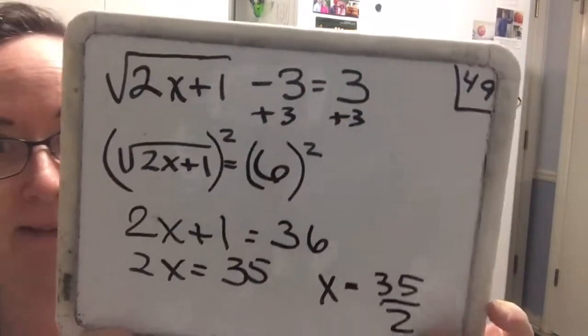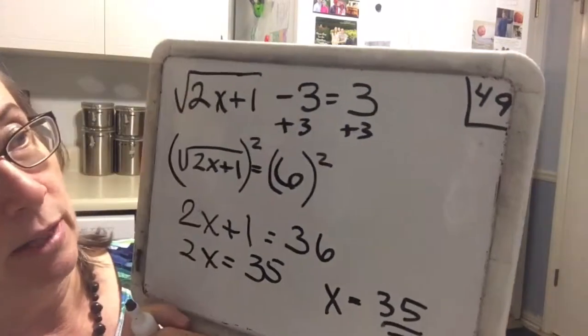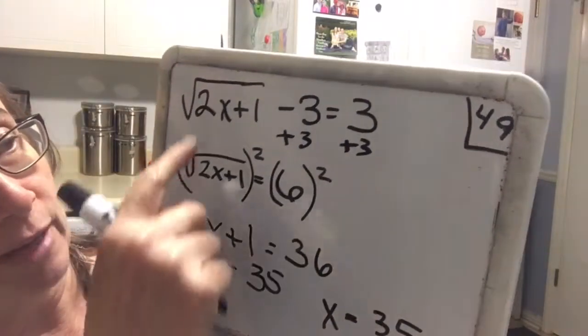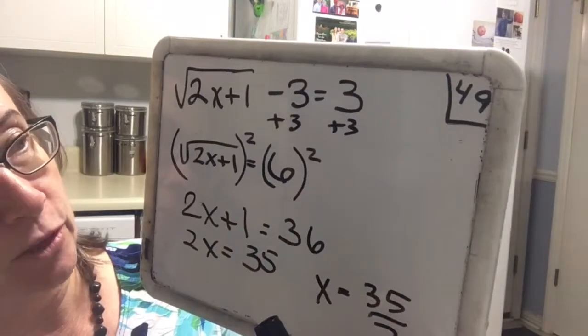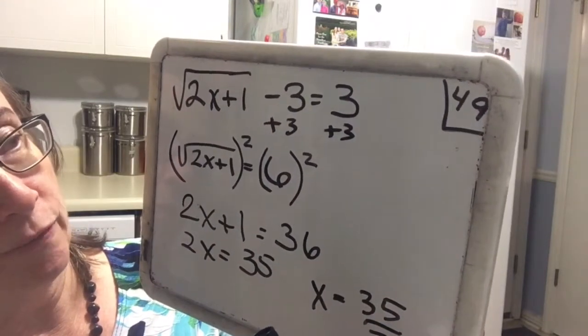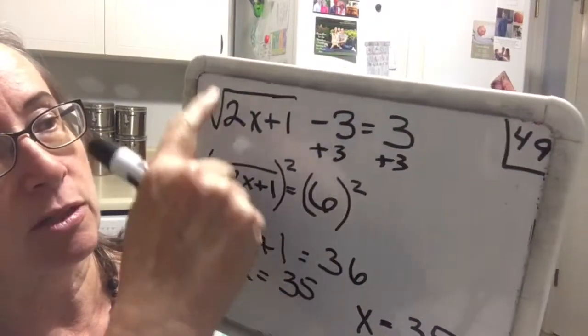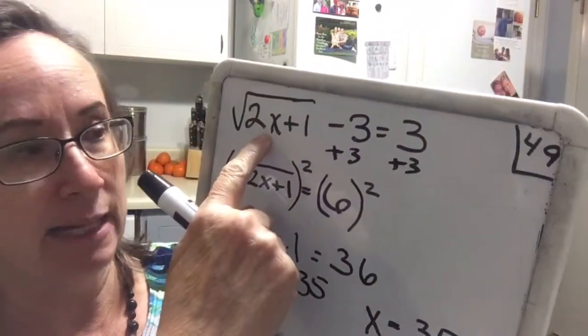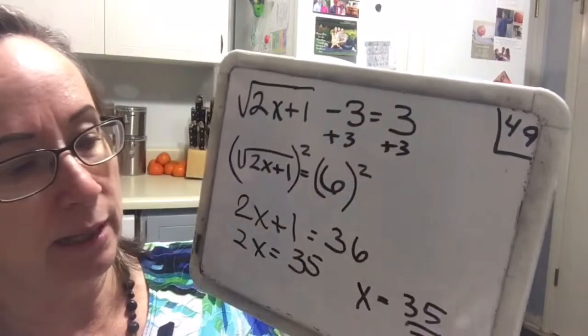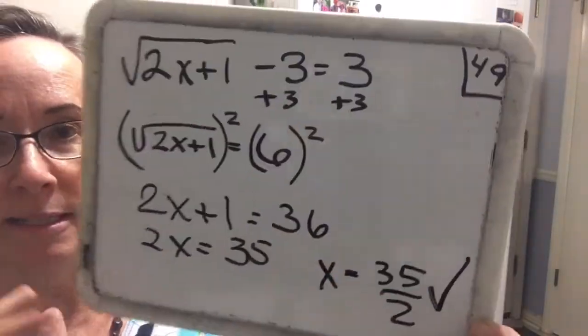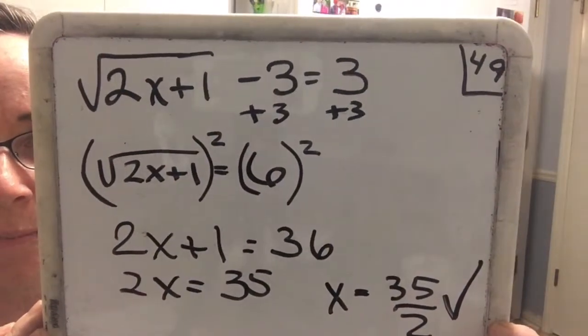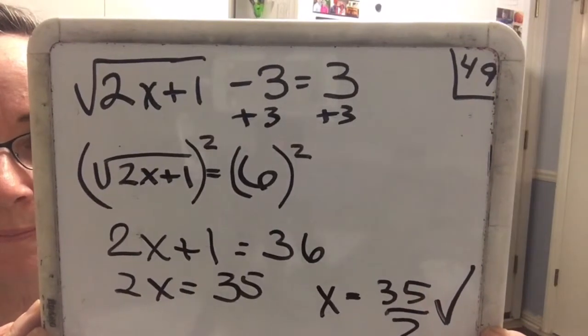Now we've got to check that back into the original equation. So I've got twice 35 over 2. So twice 35 over 2 will give me 35, plus 1 is 36. The square root of 36 is 6. 6 take away 3 is 3, and that is a good solution. So that was a pretty easy problem.